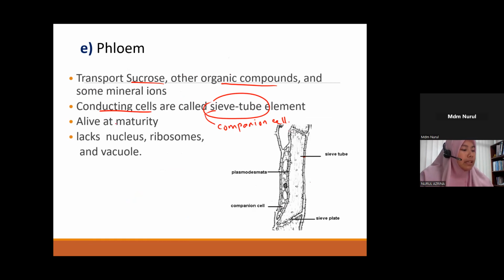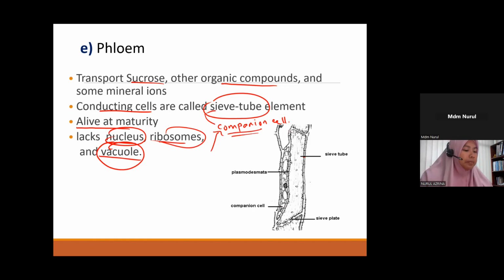So the sieve tube element of the phloem is alive at maturity, and it lacks a nucleus. The sieve tube lacks a nucleus, ribosome, and vacuole. So how can we say it is alive, even though it does not have a nucleus or ribosome to perform the metabolic function? That is due to the presence of the companion cell. Even though the sieve tube element lacks nucleus, ribosome, and vacuole, it is nourished, or the nutrients are supplied, by the companion cell.